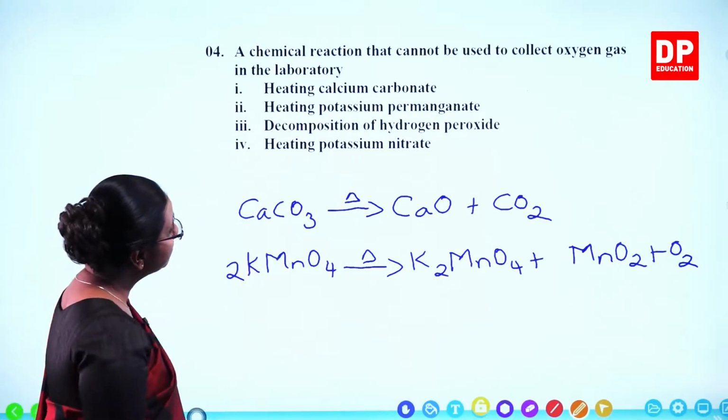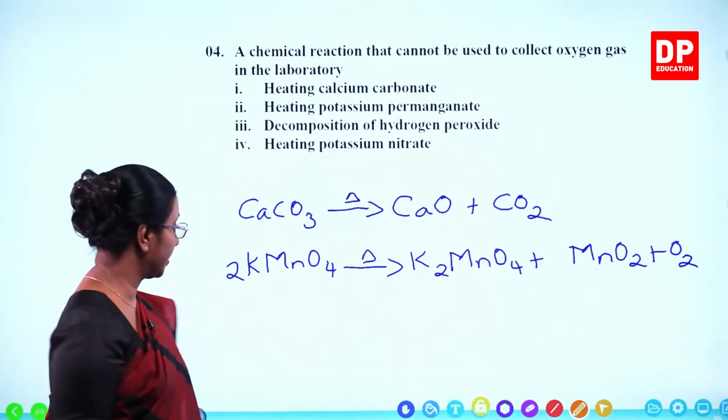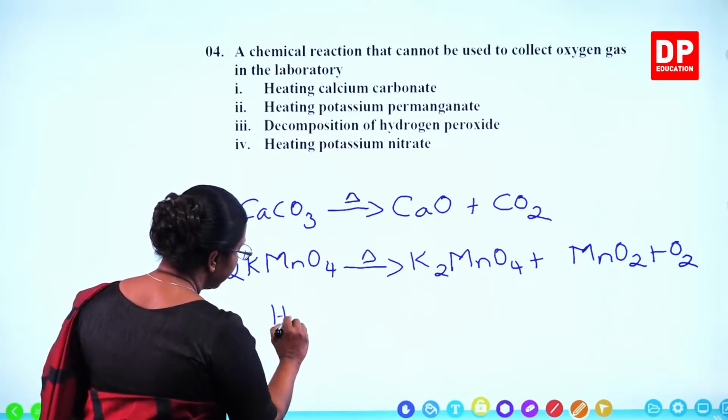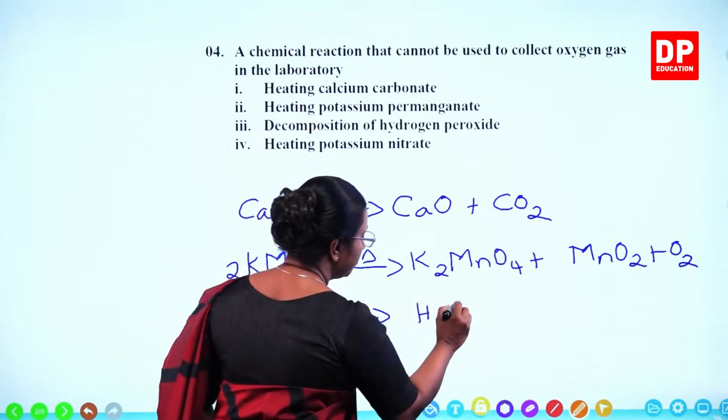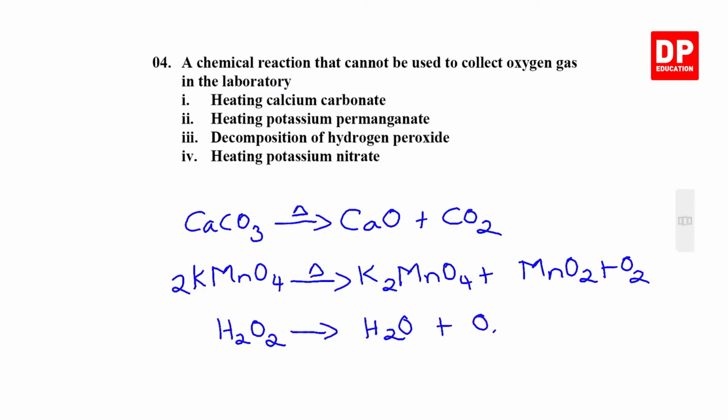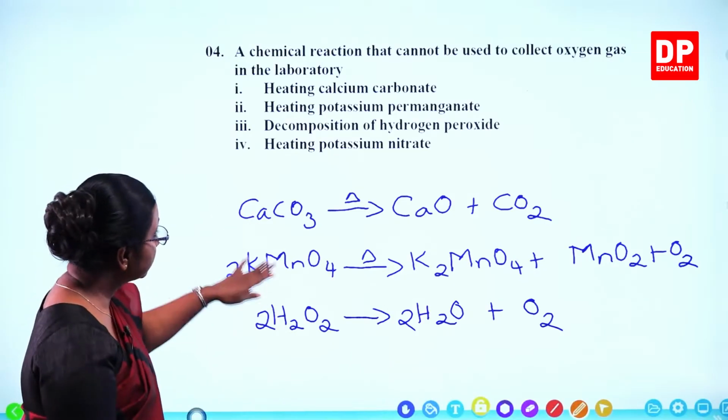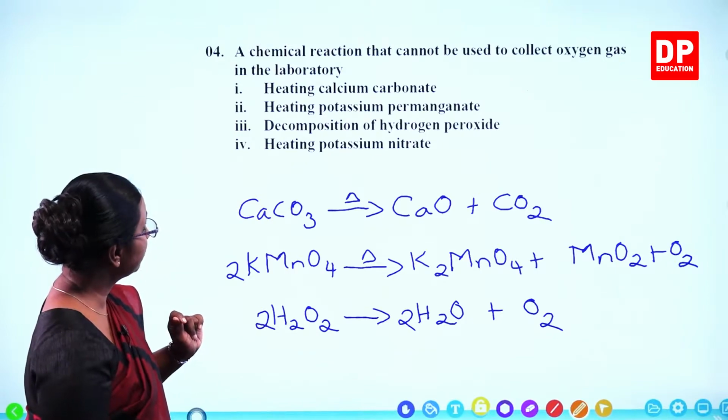How about decomposition of hydrogen peroxide? Hydrogen peroxide, H2O2 gives rise to H2O and O2. So here again we need to have 2 H2O2 giving 2 H2O and 1 oxygen. So these are all decomposition reactions.